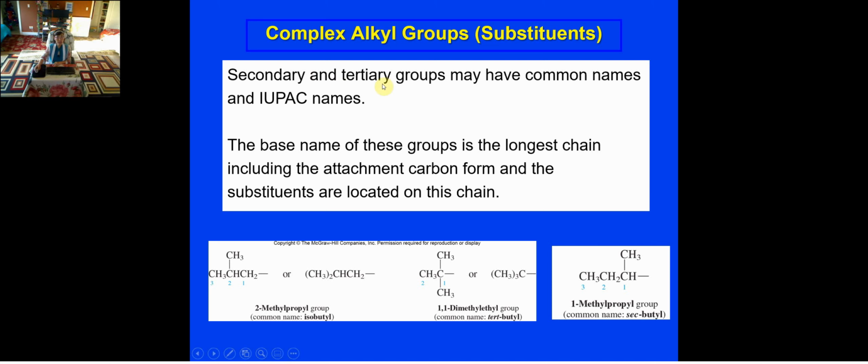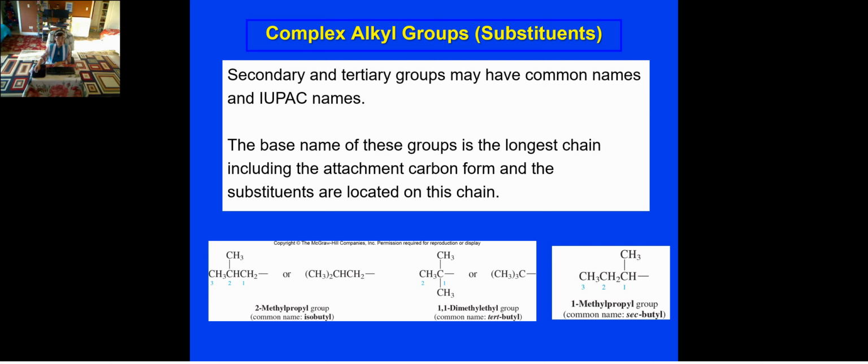Your secondary and tertiary groups may have common names and IUPAC names. Normally you use secondary and tertiary to name the groups. The base of these groups also comes from the longest continuous chain, which includes the attachment carbon, to form a substituent. You find the locant which is where you start naming your group.